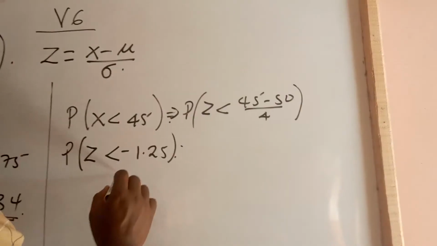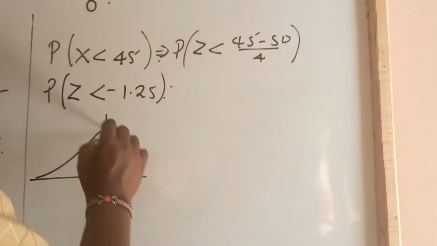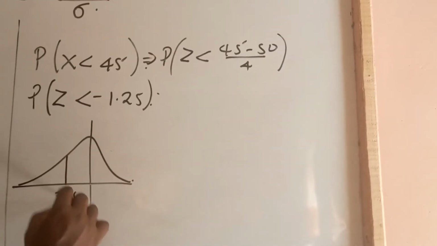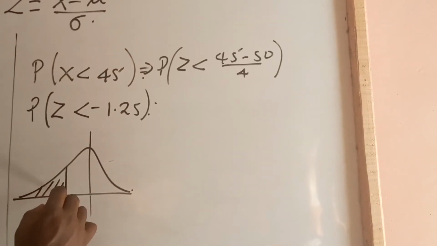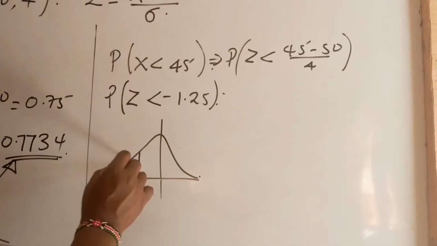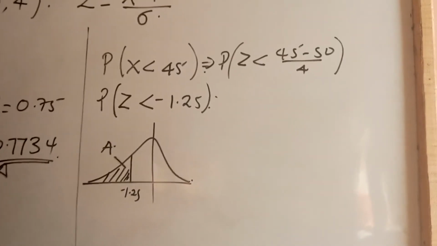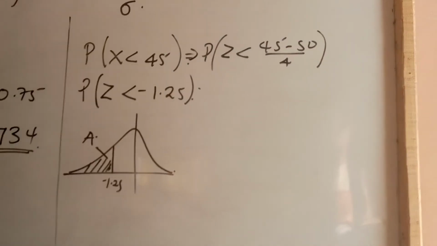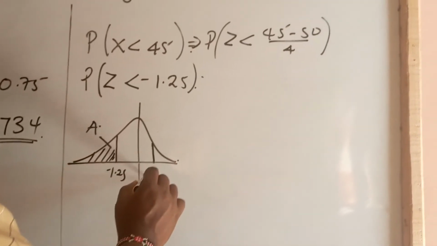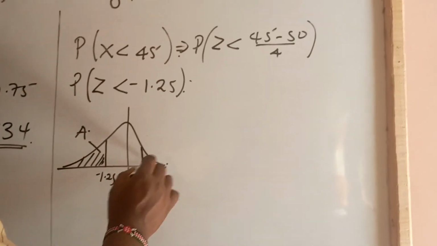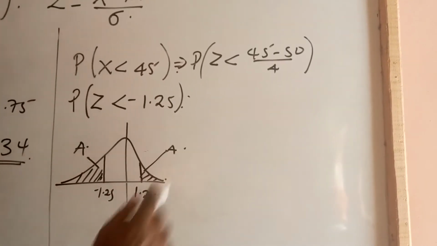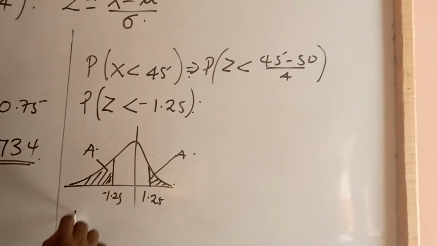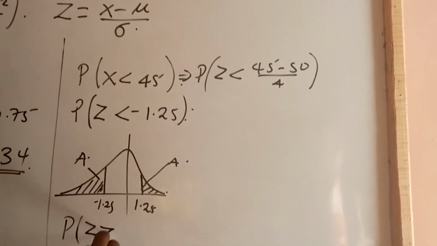This is represented by a model that looks like this. Negative is to the left, negative 1.25. And because it's less than, we are looking for that particular region. Let's call it region A. Symmetrically, because we don't have z values which are negative, we have 1.25 across, and this is the area again. We can also call it A because they are equal. So practically we're looking for the probability of z greater than 1.25.